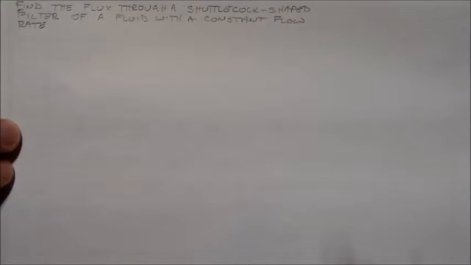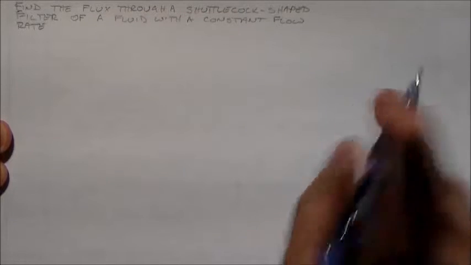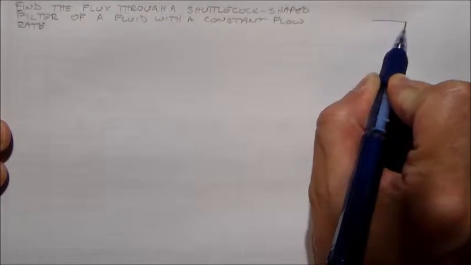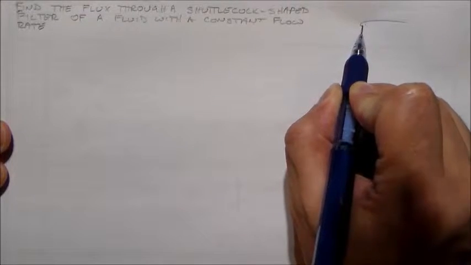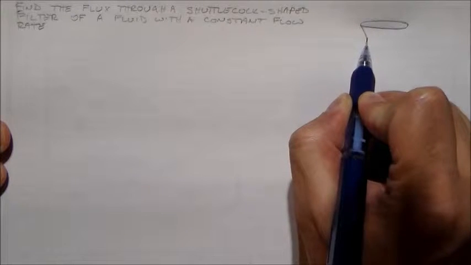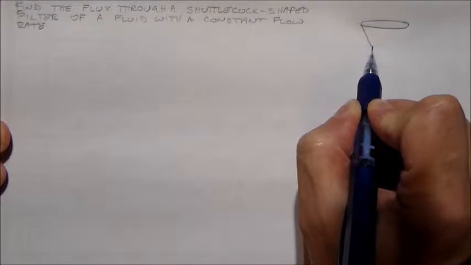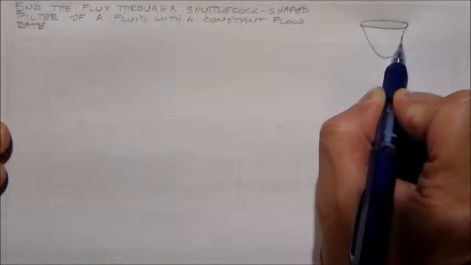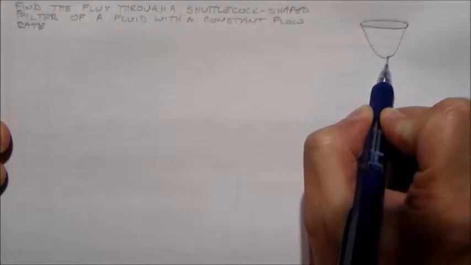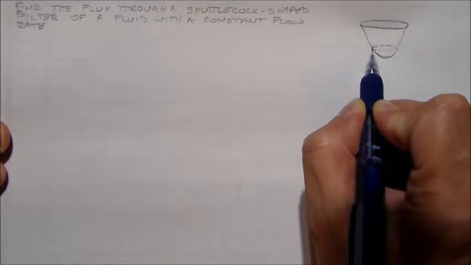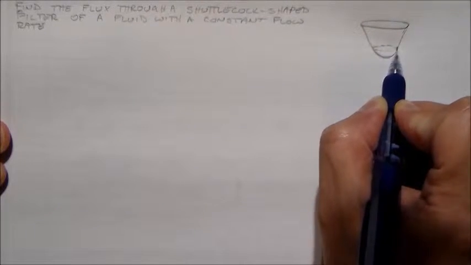Okay, so we've been looking at some pretty simple examples, so let's try something that's a little more complicated, all right? I want to look at a shuttlecock-shaped filter. Now, a shuttlecock is used in badminton. You may or may not know what badminton is, but it's a game where you have basically a ball on the bottom connected to some sort of conical thing that is connected at the center of the ball. So basically it would look like this, right?